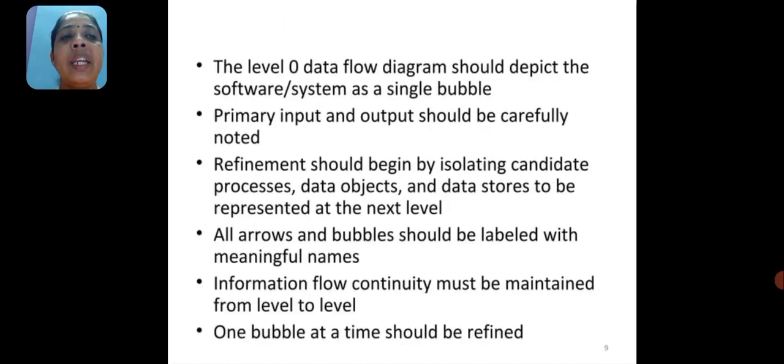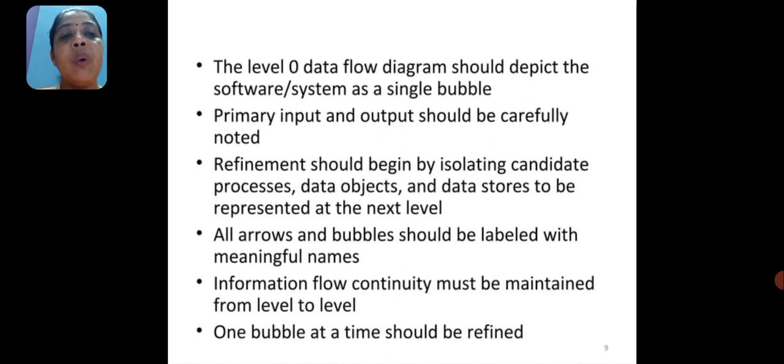The level 0 data flow diagram should depict the software system as a single bubble. Primary input and output should be clearly defined. Refinement should begin by isolating candidate processes, data objects, and data stores to be represented at the next level. All arrows and bubbles should be labeled with a meaningful name. Then only can it be understood by all the customers as well as the users. So all arrows and bubbles should be labeled clearly.